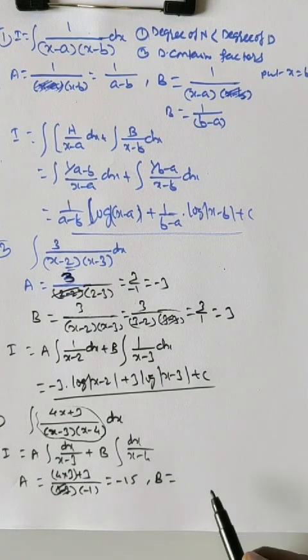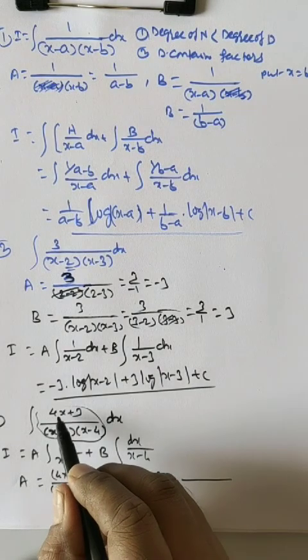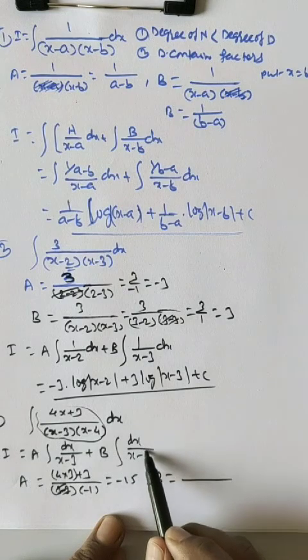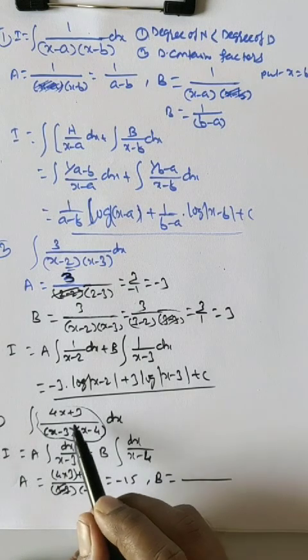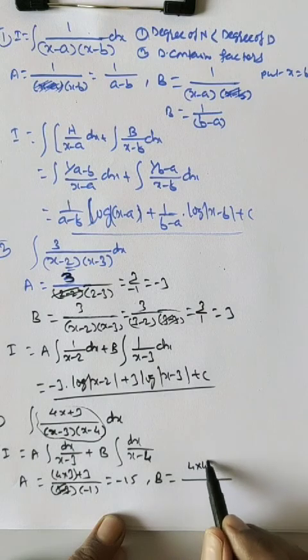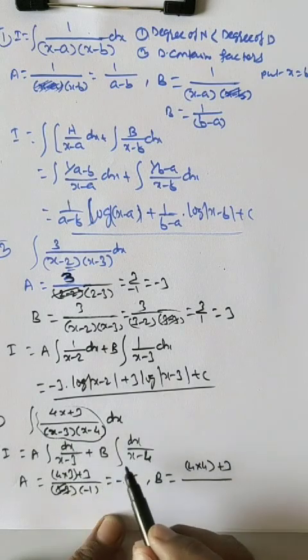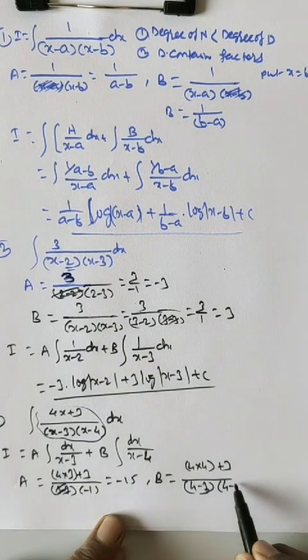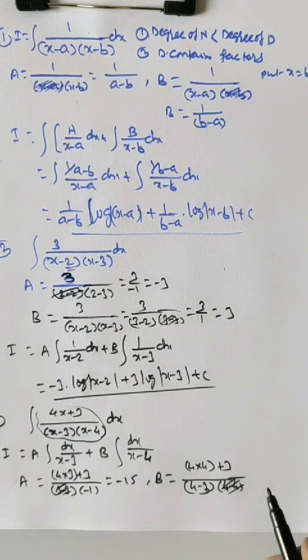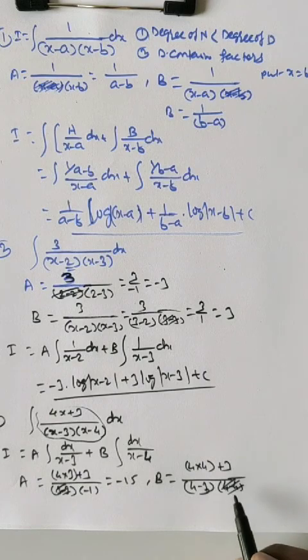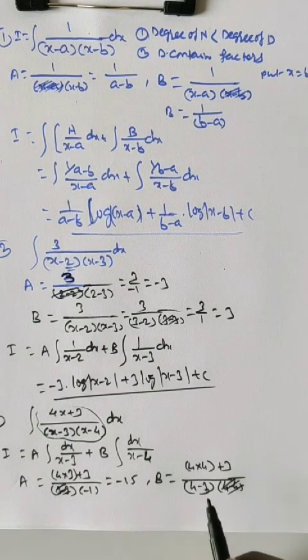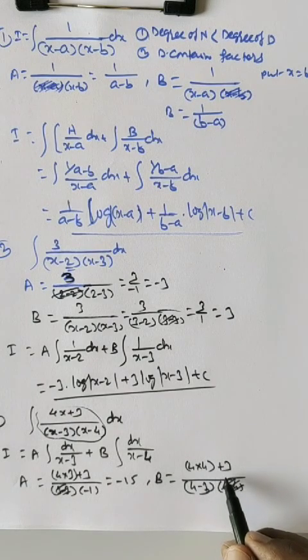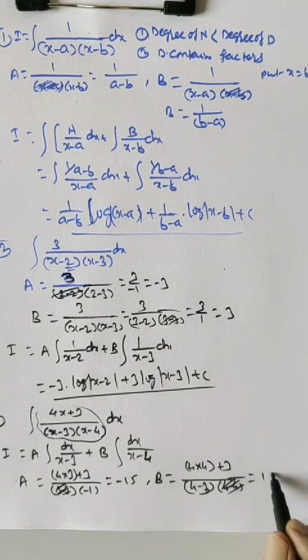And b equal to. Again, to find b, put x equal to 4. 4 into 4 plus 3 upon 4 minus 3 into 4 minus 4. 4 minus 4 is 0. It is not taken. It is neglected. Why is it neglected? Because it is part of the shortcut method. In the shortcut method, the term which contains 0 is neglected. 16 plus 3, 19. 19 upon 1, 19.